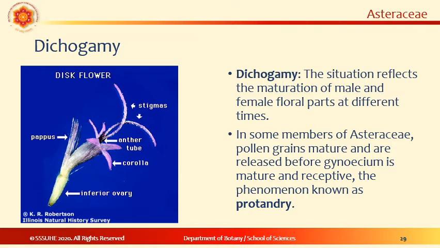Just some more terms. Dichogamy is the condition where maturation of male and female floral parts occurs at different times. And in this family of Asteraceae, the pollen grains mature much faster, before the gynoecium is receptive, and this condition is called protandry.